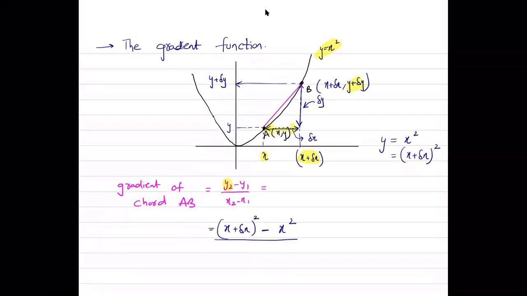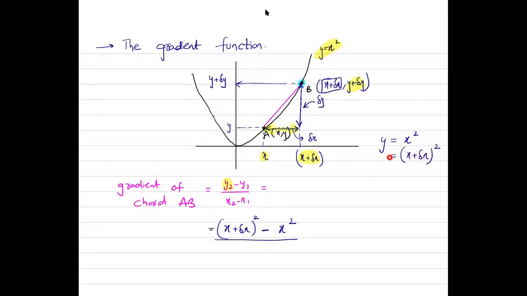Do you want me to repeat this again? Yeah, sir. Can you repeat it? It's a bit confusing. Yes, sure. What I'm doing is finding the y coordinate of point B. I know that the x coordinate of point B is x plus delta x. Because point B is lying on the curve, if I use the equation y equals x squared and plug in x plus delta x, the whole thing squared, what will I get? X plus delta x the whole thing squared. Here you plug in the x coordinate of B and you are going to get the y coordinate.